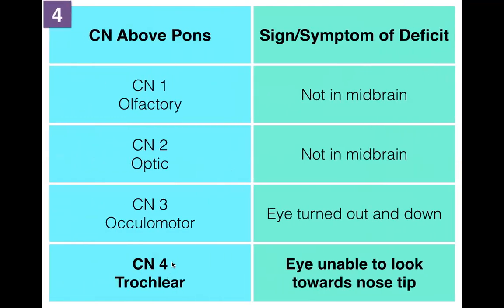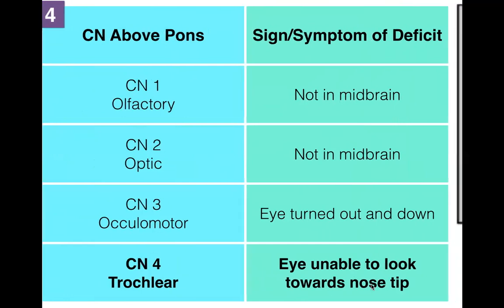Finally, there's number 4, the trochlear nerve. So this is responsible for innervating the superior oblique. The superior oblique allows you to look at the tip of your nose. So this movement is called intorsion. So the patient would be unable to look towards the tip of their nose.